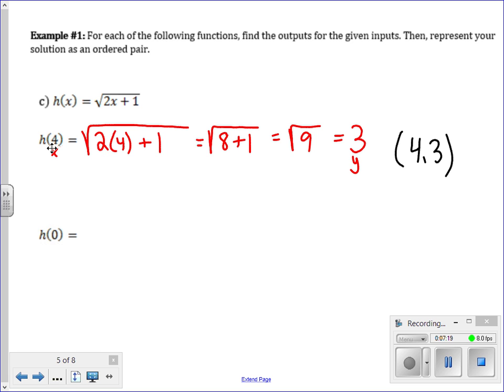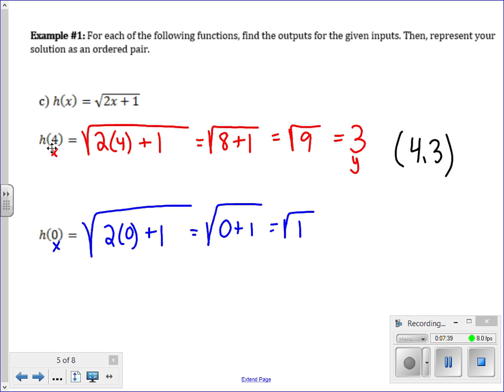Finally, h of 0. Right, 0 is an x value. I'm going to do the same thing as I did in the first part, and I'm going to put 0 under the square root for x. 2 times 0 plus 1. Well, 2 times 0 is 0, so I just have 0 plus 1 now, and that equals the square root of 1. The square root of 1 is the value of 1. That's my answer. That's the y value, which gives me an ordered pair of 0, comma 1. All right, so we've seen 3 examples of different functions.